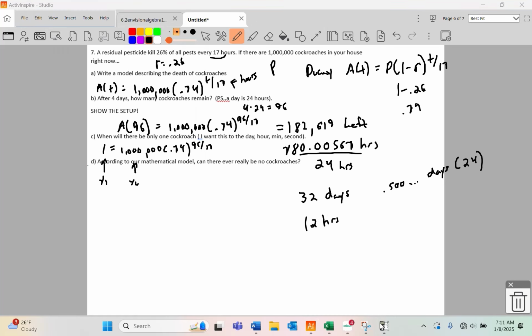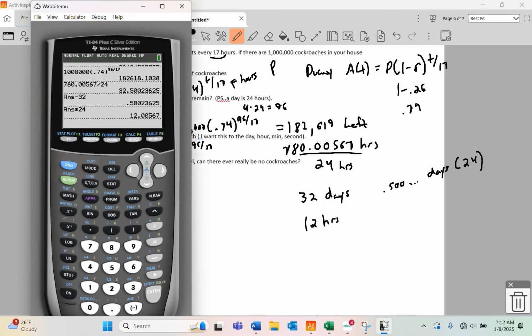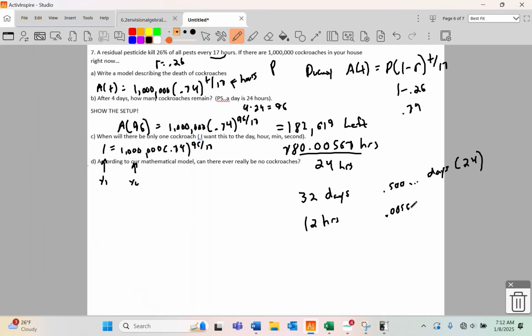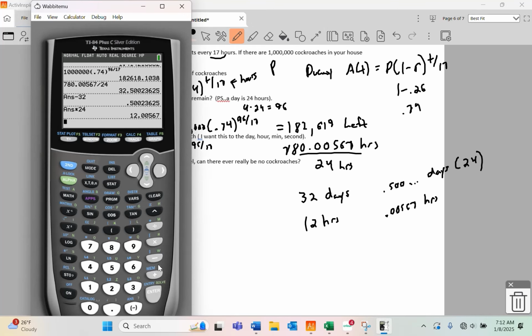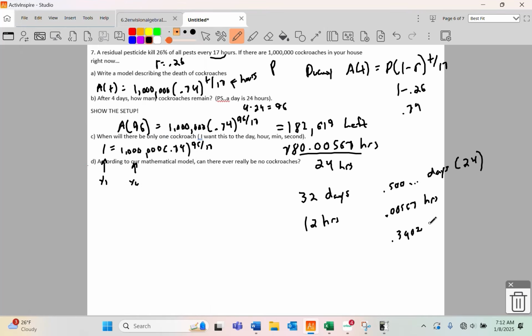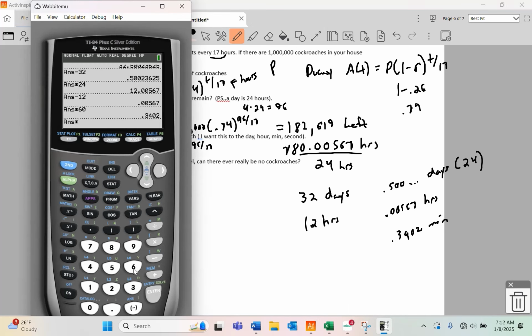Now I've got this stuff left over here, this 0.00567, and that's still in hours. So I'm going to multiply it by 60 to get to minutes. Let me take away the 12. Multiply that by 60, and I'm going to get into minutes. 0.3402 minutes. I'm not going to write that down. I'm going to multiply that by 60 again to get to seconds. 20.4 seconds.